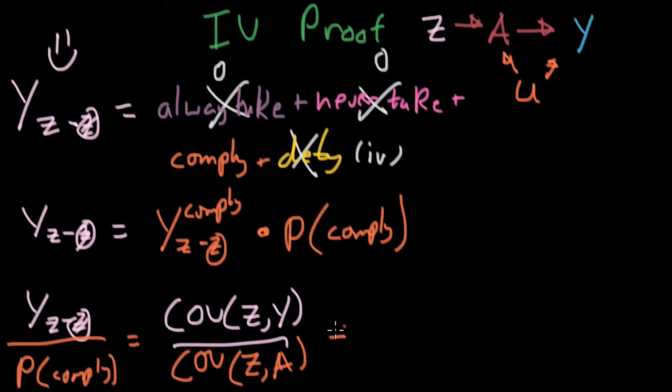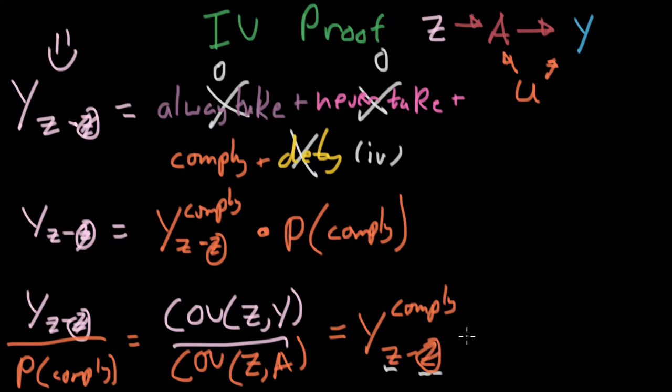Okay, and so we know this equals Y comply, Z minus not Z. So the average causal effect from Z on Y in the compliers. Now, what do we know about the compliers? Well, we know that when the compliers get the assignment of Z, they will automatically take A. So if they're given pills, they will take the pills, they comply. And if they're not given the pills, they'll stay away from the pills. They'll also comply.